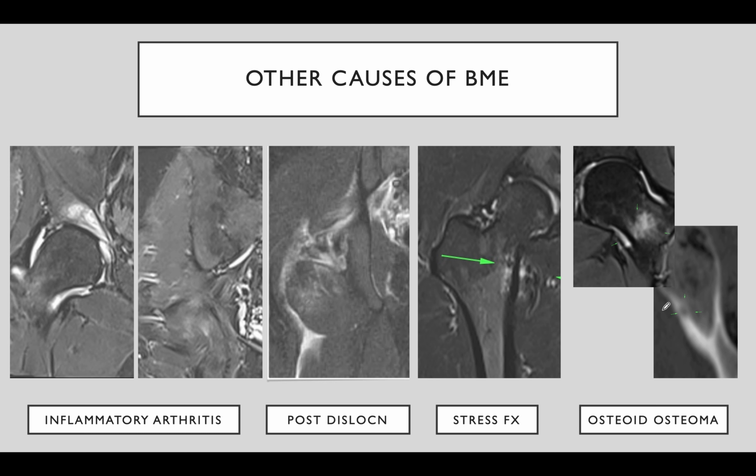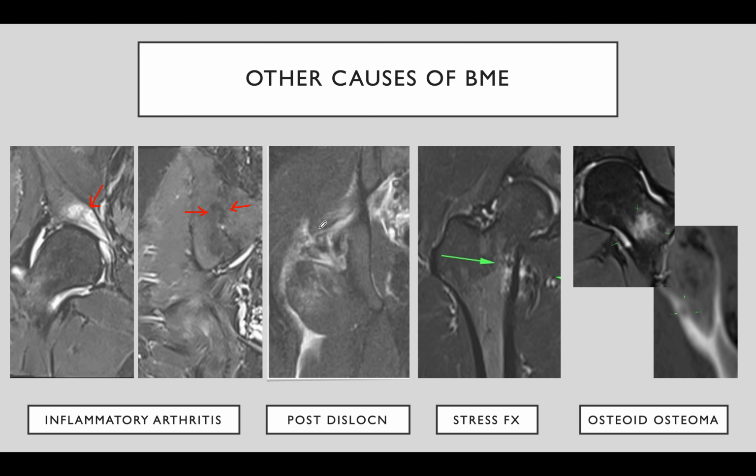Other causes of bone marrow edema that one should always be aware of, such as in this case with acetabular bone marrow edema, what you see is along with that, there is fusion of the sacroiliac joints here, and this is a patient with ankylosing spondylitis, so inflammatory arthropathies.